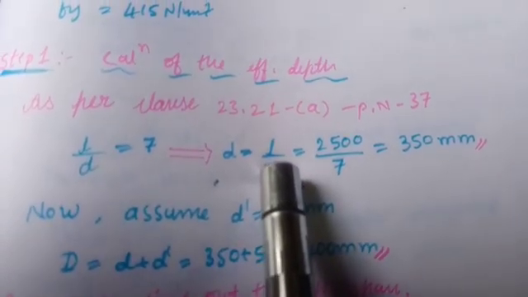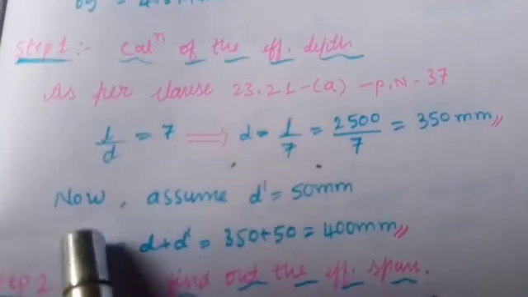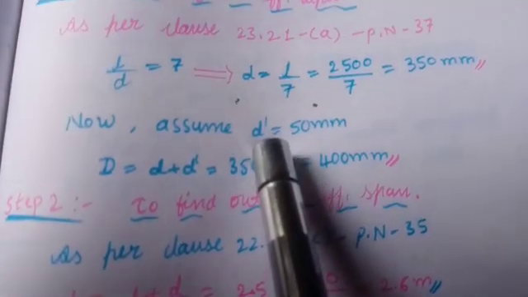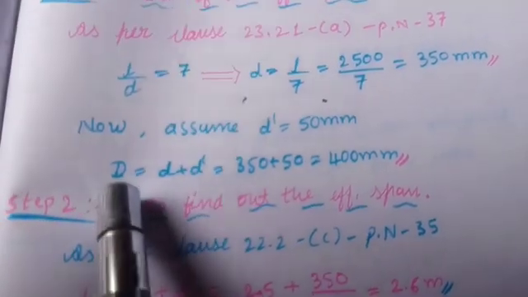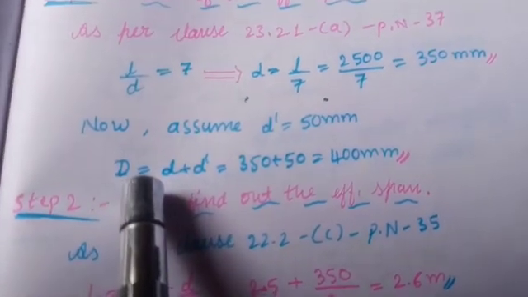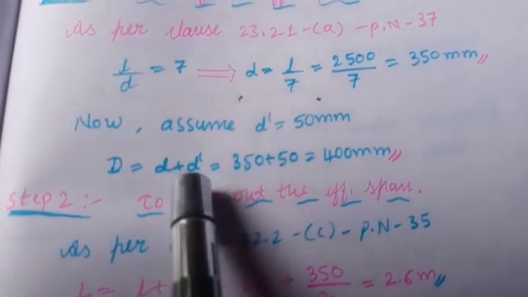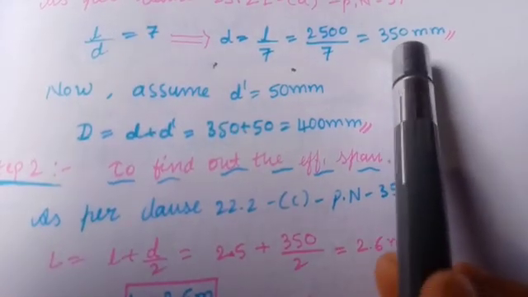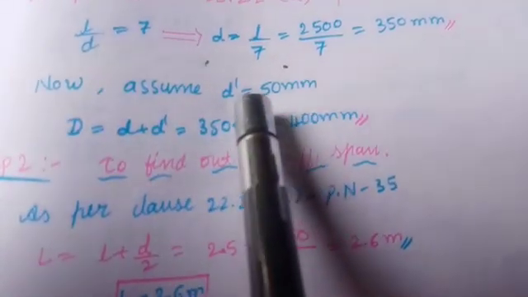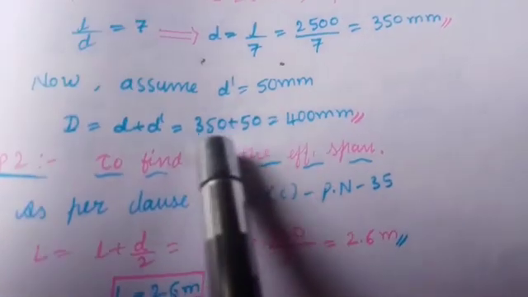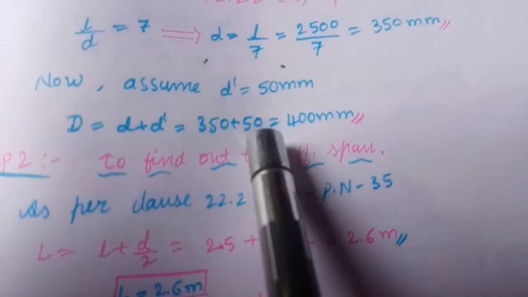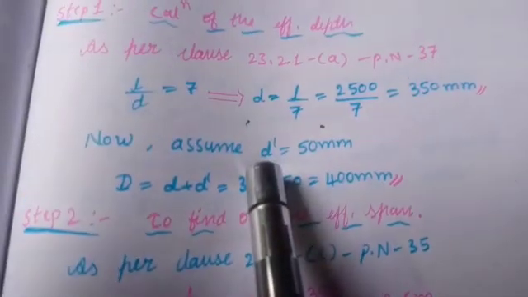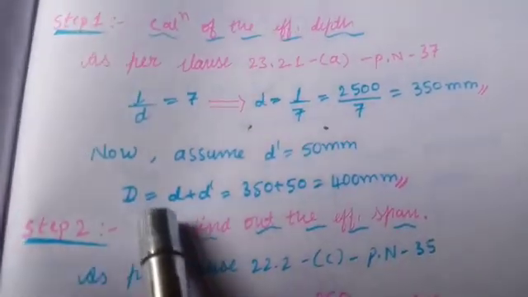The next step is to assume the effective cover. I am taking it as 50 mm. It is necessary for calculation of the overall depth, which is denoted as capital D. For that we have the formula: effective depth plus effective cover. Substitute all the values. Our effective depth is 350, plus we have assumed the effective cover as 50 mm. Simplify this, we get our overall depth value as 400 mm. So this is how we calculate the effective depth and our overall depth.